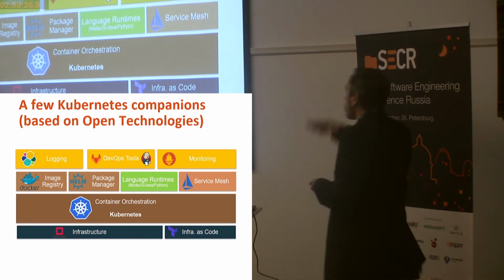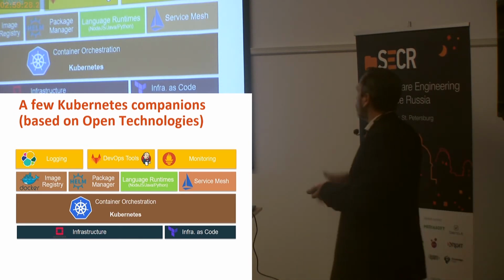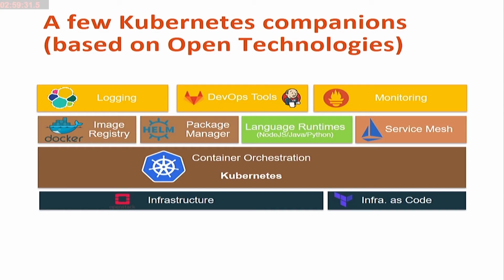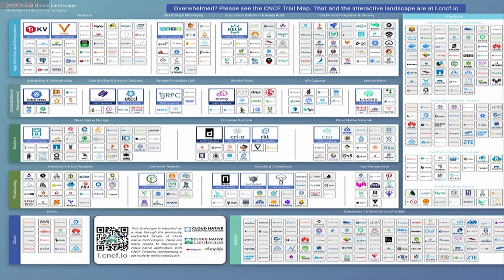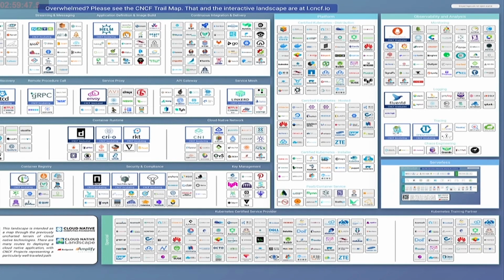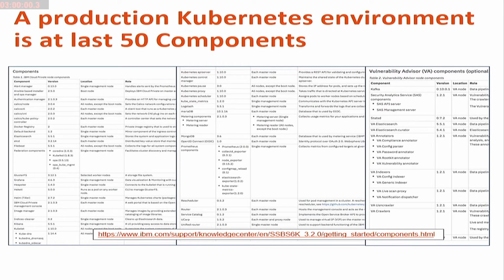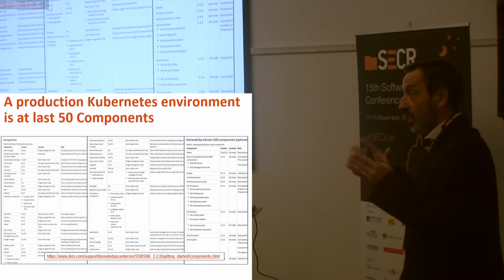For instance, for monitoring, you can use Prometheus. For logging, you can use Grafana. For service mesh, you can use Istio. But this is only one choice amongst hundreds of projects that exist, and this is just a chart from the CNCF that shows all the ecosystem around Kubernetes, about Cloud Foundry, about containers, and so on. So, really, just to give you an idea, if you want to have a full Kubernetes environment for production, you will need at least 50 components that are working together.